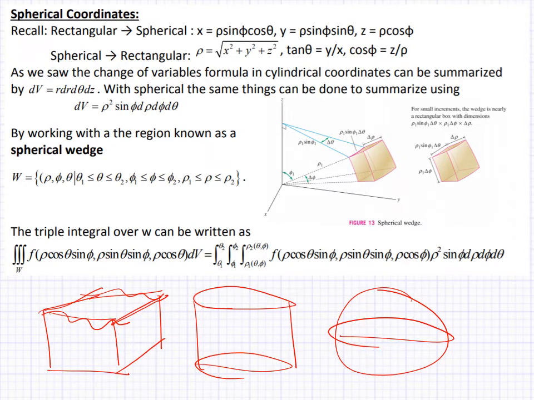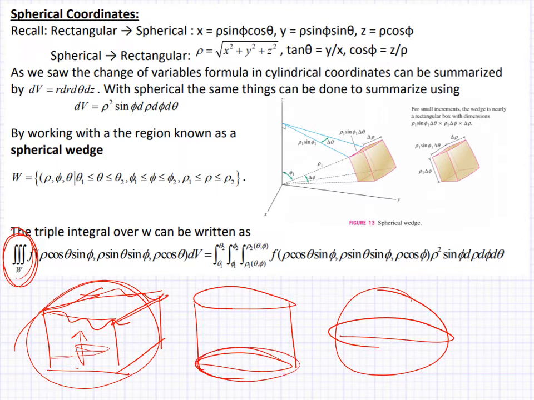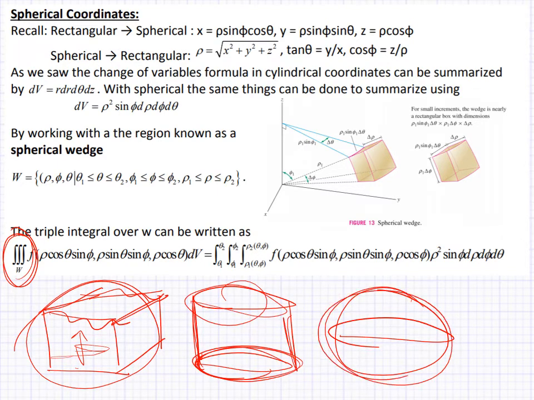Depending on what region you're integrating your triple integral over, if it looks more like something like this, where it's more vertically or horizontally simple, or maybe it's circular in the xy but linear in the z direction, or in this case circular in all directions, you might want to change your coordinate system to fit the box that you're working with.